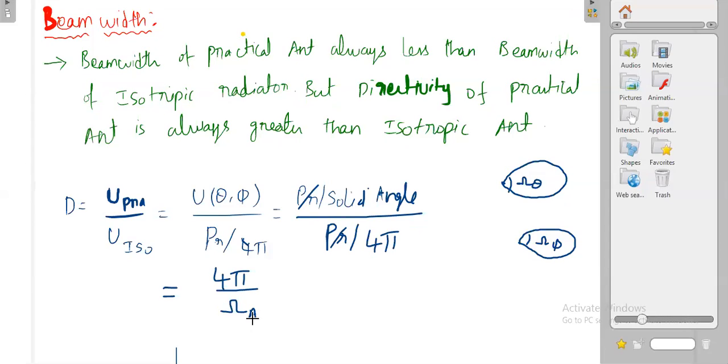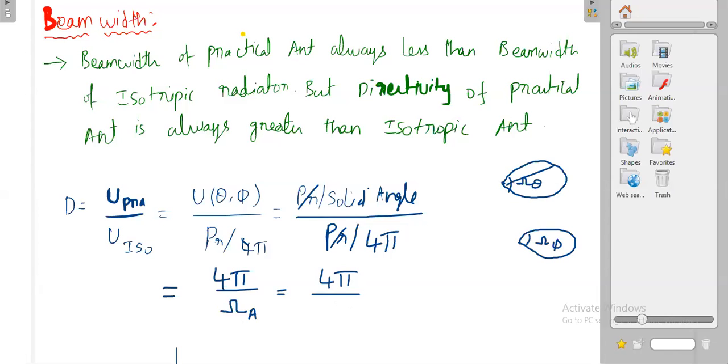And this 4 pi is the 3D solid angle of the sphere, the isotropic radiator, because for a sphere it is completely 4 pi, but for other shapes we do not know the solid angle. That can be found with the help of 2D angles, calculated in 2D planes, because you have the horizontal plane as well as the vertical plane. In the horizontal plane you calculate the half power beam width. Similarly, in the vertical plane you calculate the half power beam width.